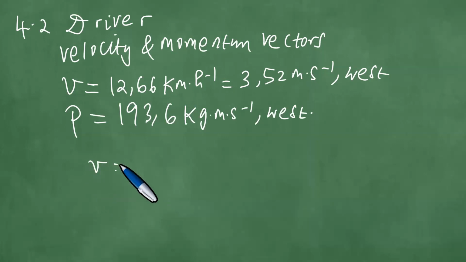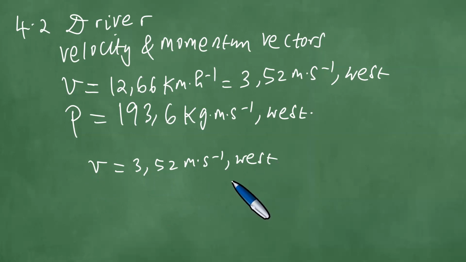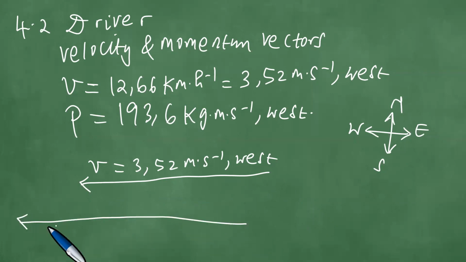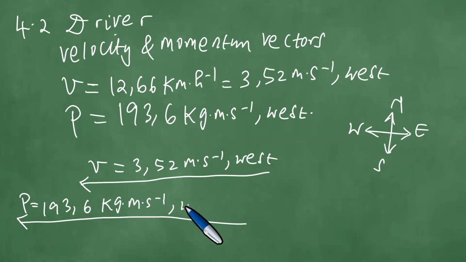So we're going to draw the velocity is 3.52 meters per second west. If you wish, you can even draw it like so, because of the cardinal directions. And then if you draw this one here to be 193.6 momentum, kilograms meters per second west, that is exactly the momentum and the velocity of the driver in the western direction.